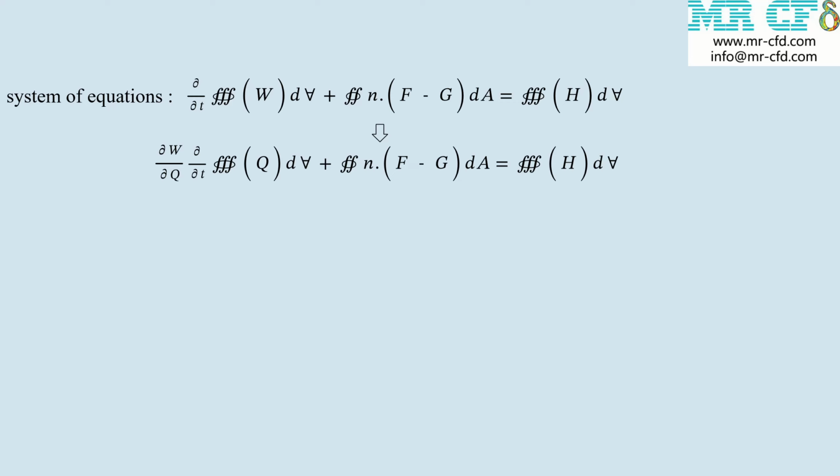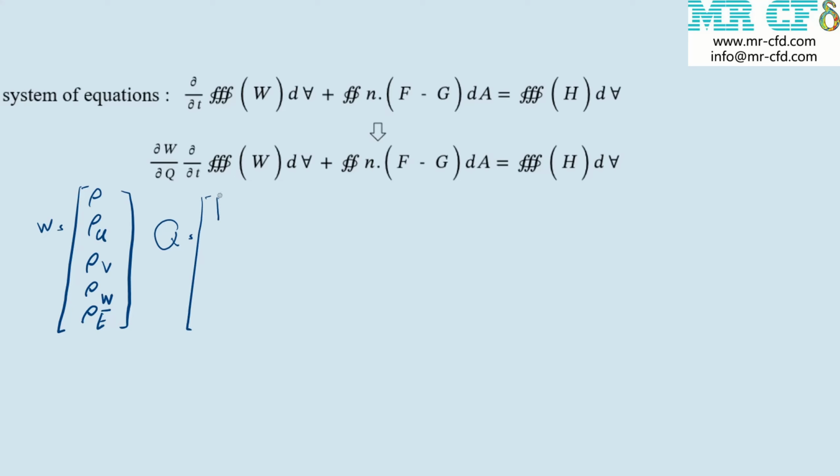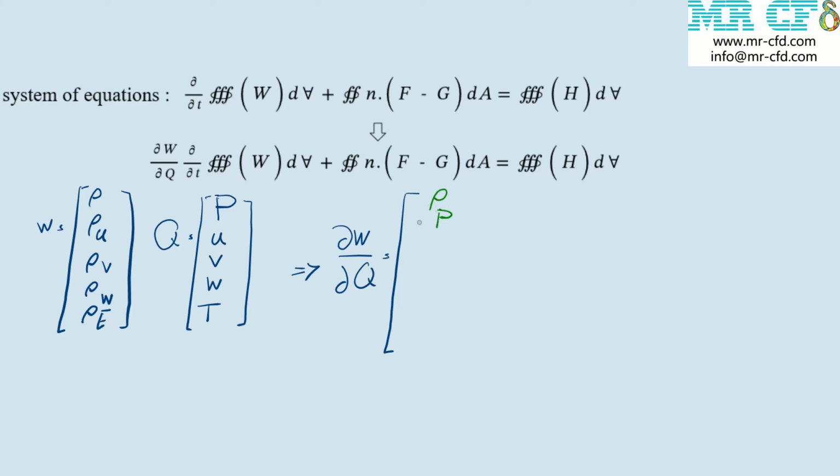Derivation of the preconditioning matrix begins by transforming the dependent variable in the equation from conserved quantities W to primitive variables Q using the chain rule as follows. The matrix W, as we defined earlier, is a 1 by 5 matrix consisting of ρ, ρU, ρV, ρW, and ρE. Similarly, Q is a 1 by 5 matrix containing P, U, V, W, and T. The derivative of W with respect to Q is a matrix where the derivative of ρ with respect to P, denoted as ρP, represents the partial derivative of density with respect to pressure at constant temperature.